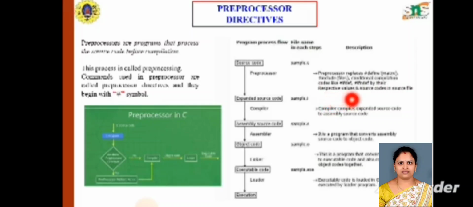So the preprocessor directive replaces #define macros, #include files, and conditional compilation codes like #ifdef, #if and #ifndef by their respective values in the source code and source file. So at the second stage, the compiler compiles expanded source code to assembly source code. Then the assembler is a program that converts assembly source to the object code. Then the linker is the program that converts object code to executable code and also combines all object codes together. Next, executable code. Executable code is loaded in CPU and executed by the loader program.